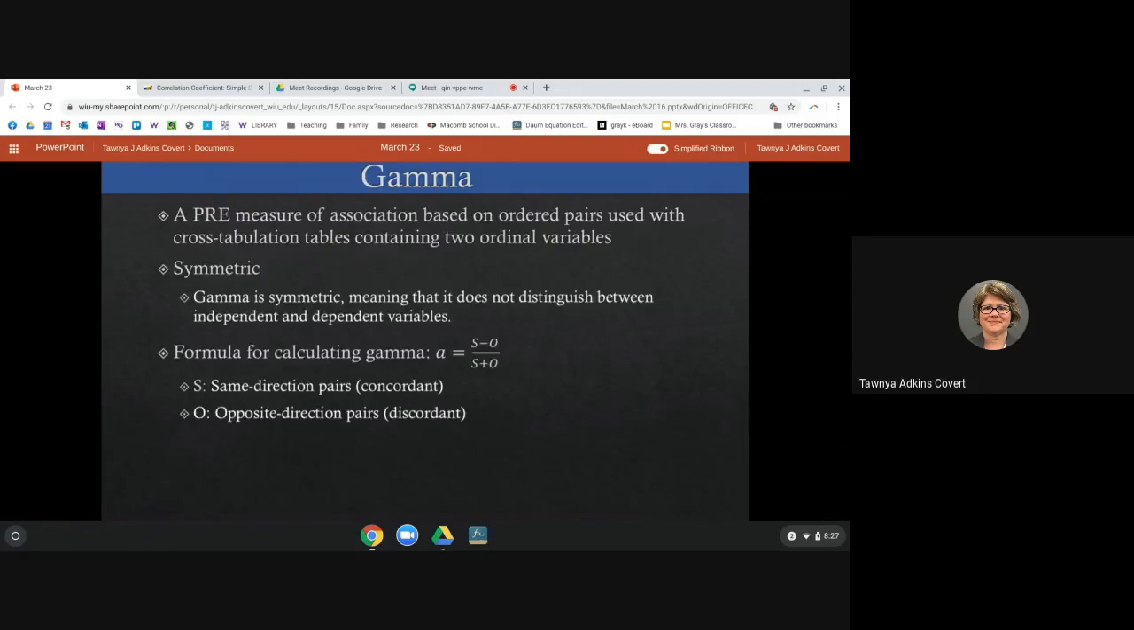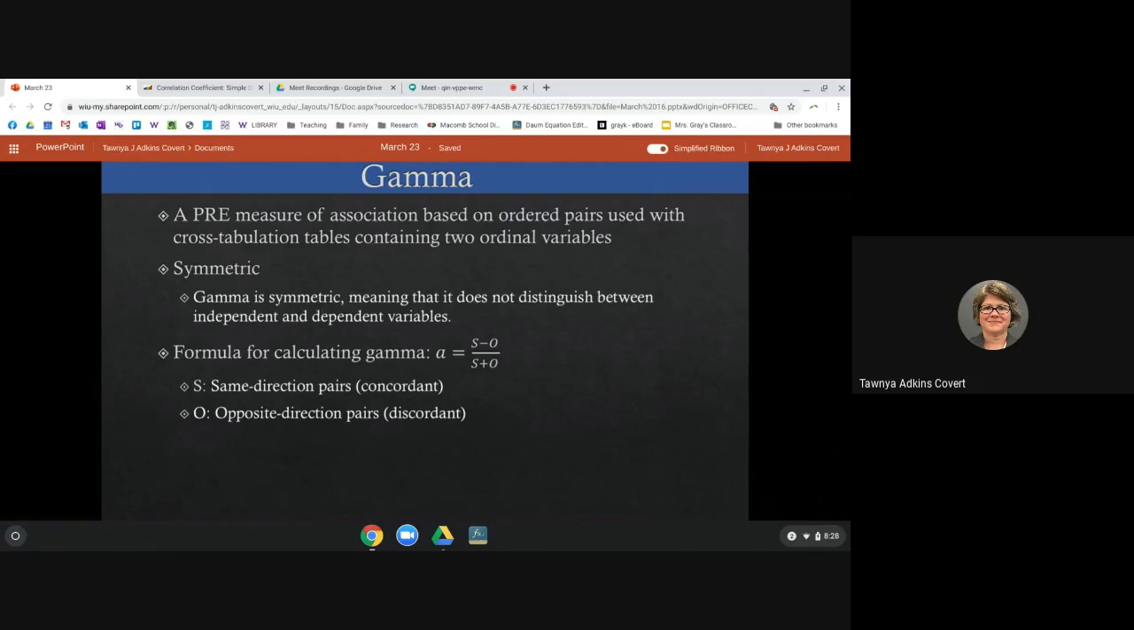Gamma, like lambda, is a PRE measure, and it is based on ordered pairs used with two ordinal variables. With lambda, you had to have at least one nominal variable; you could have had an ordinal level for the other variable. But for gamma, you have to have two ordinal variables. And it's symmetric. What that means is that it doesn't distinguish between independent and dependent variables. It's just the row variable and the column variable. So it doesn't tell you about direction, or which one is causing the other.